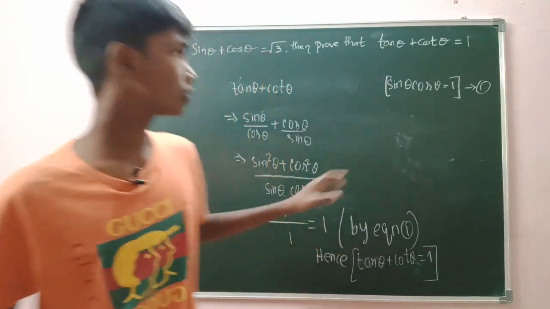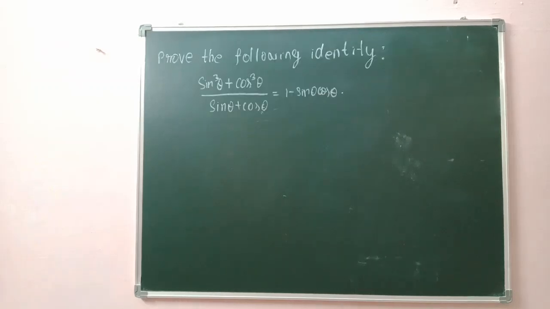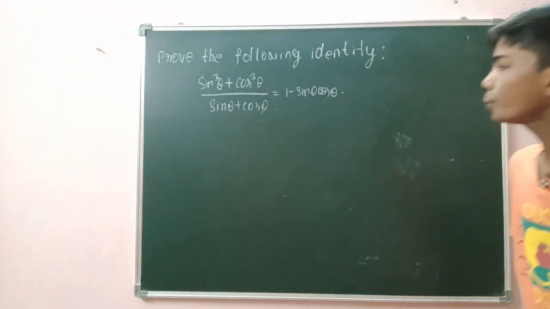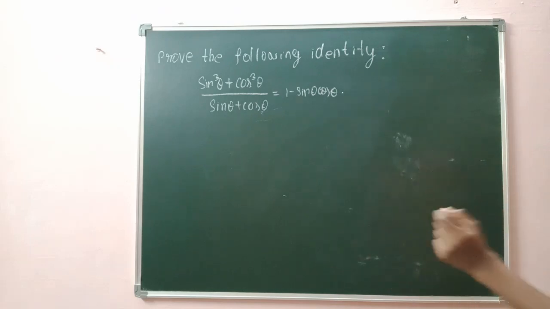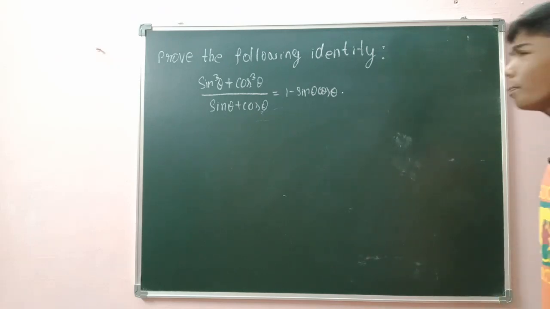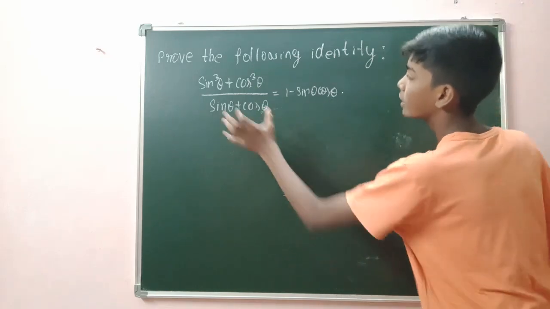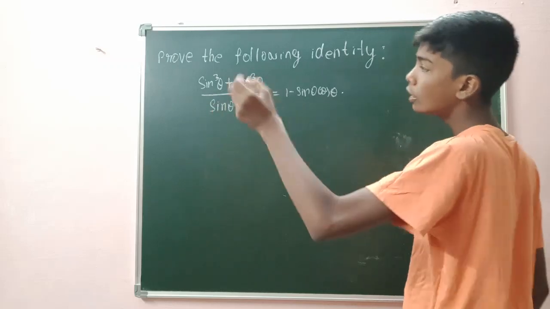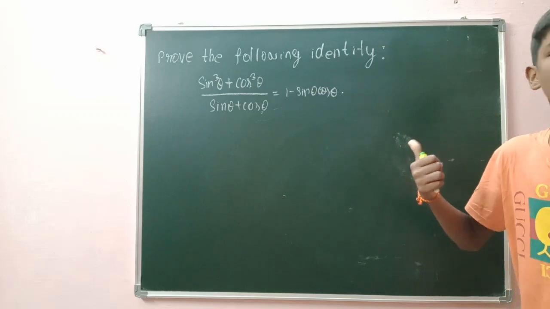Okay, so that's all about this question. Let us move on to the next one. Our next question is, prove the following identity, that is sin cube theta plus cos cube theta divided by sin theta plus cos theta is equal to 1 minus sin theta times cos theta. So people, just by observing this, you can understand that in the numerator I am having sin theta whole cube plus cos theta whole cube. Correct or not?